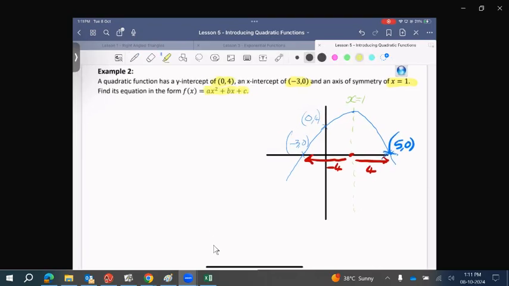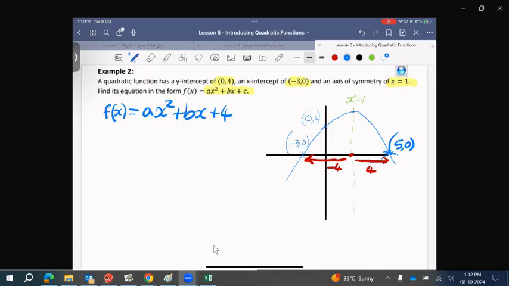Now, what we need to do to solve this is find what the values of a, b, and c are. From this information, can you tell what any of those values are? Can we tell what c is? Yeah. What's c? So we can say that c is equal to 4. So we have f of x is equal to ax squared plus bx plus 4.